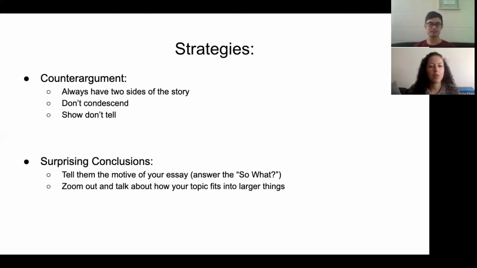As we cursor down, we see surprising conclusions. A conclusion is essential for wrapping up your essay. And as you proofread and edit your conclusion, you want to make sure that you restate your thesis statements and tell the reader the motives of your essay, the so what. With all this information you've provided, so what? What is your concluding statement? You want to zoom out and talk about your topic and how it fits the larger things in life.